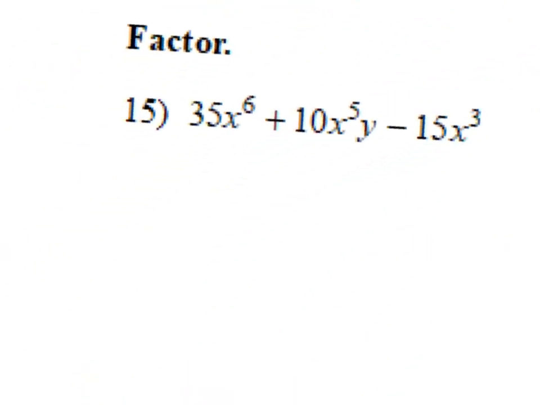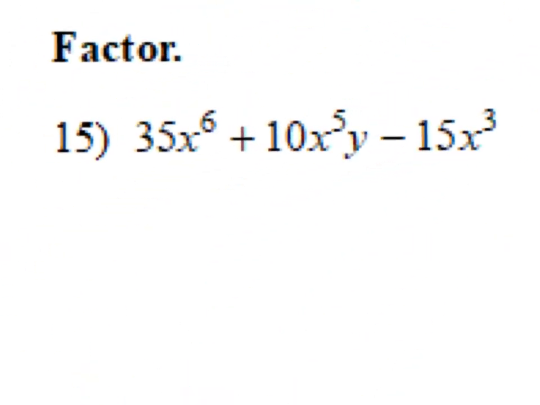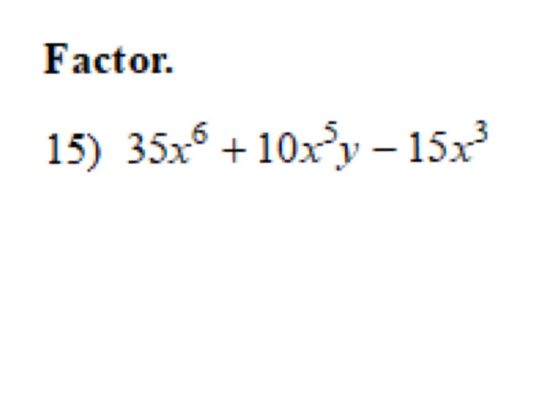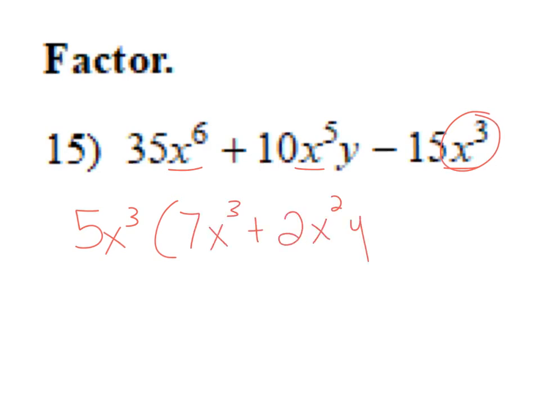Okay, on this factor. All right, so this is kind of that hot mess one, so all we can do here is pull a GCF. So I'm going to pull out a 5. And then if I'm looking at my variables, I've got x's in all of them. So remember, we always pull the smallest. So I'm going to pull x to the third. So I get 7 x to the third plus 2 x squared y minus 3.